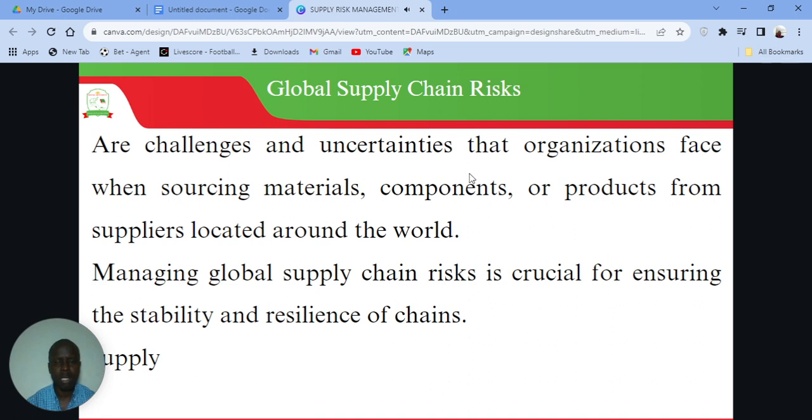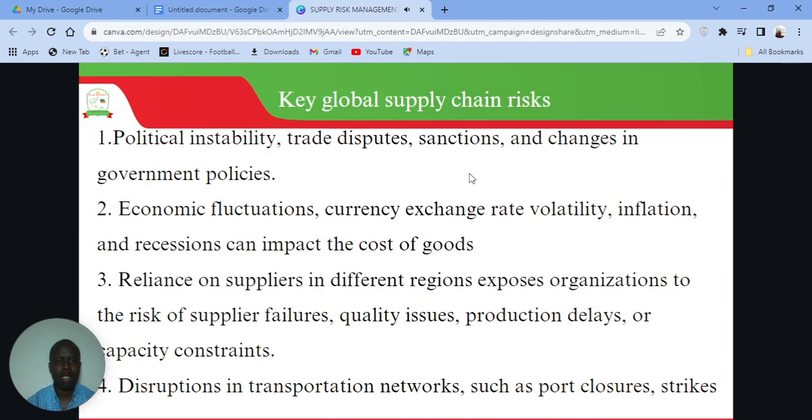Global supply chain risks. These are risks that are faced by companies globally when sourcing materials. We have quite a number of them. We have political instability. We did mention that when we were starting, issues to do with trade disputes. Countries can dispute maybe because of changes in tariffs, sanctions, where countries put a stop to supply of certain goods, and changes in government policies.